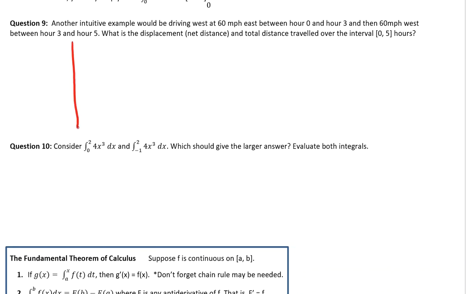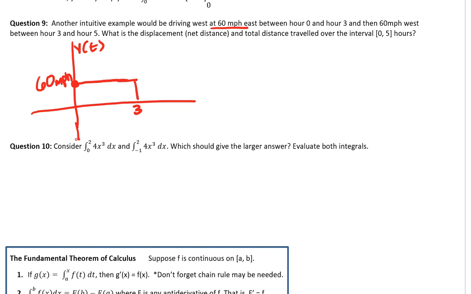All right, a couple more questions here for some understanding. I'm not quite sure how exactly you would get your car to change speeds this quickly, but say we were going 60 miles an hour, so this is a velocity curve, between hours 0 and 3, and then somehow miraculously we were able to shift our car to go negative 60 miles per hour for the next 2 hours.